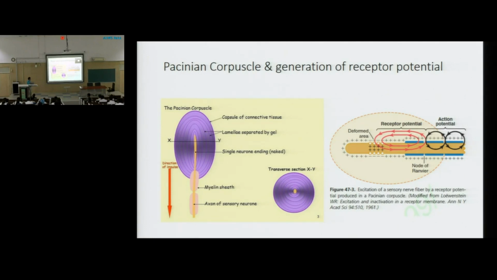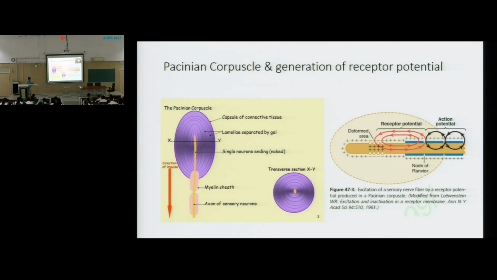What is happening here? As soon as mechanical deformation happens in the deformed area, what will happen? It will increase the positivity inside the neuron. There is development of a receptor potential, and if it is above threshold, then an action potential will get generated.